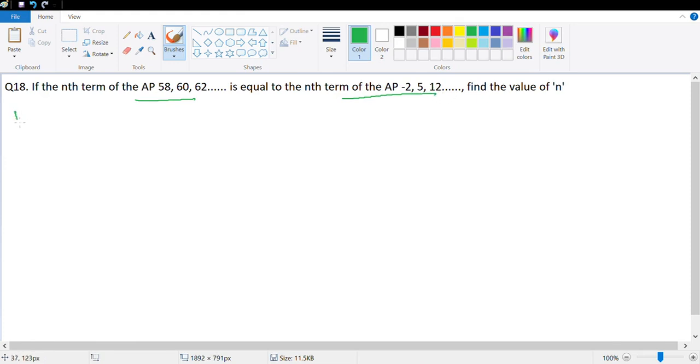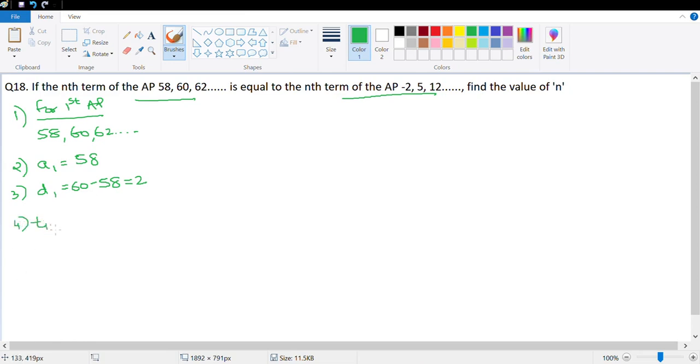So for the first AP, which is 58, 60, 62, and so on, we have A1 equal to 58, D1 will be equal to 60 minus 58, which is equal to 2. And the nth term of the first AP would be equal to A1 plus n minus 1 times D1, which means the nth term of this AP is 58 plus 2 times n minus 1.